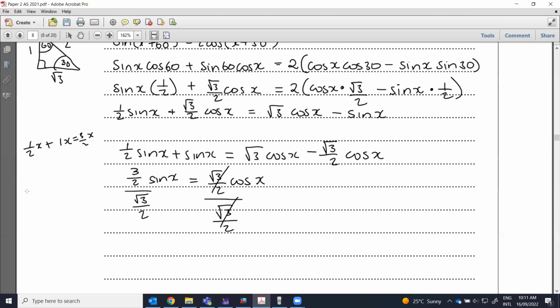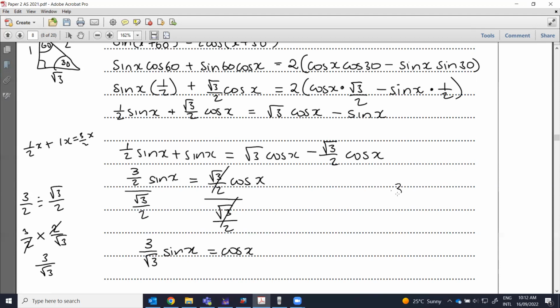Then this one here, we have 3 over 2 divided by square root of 3 over 2. We know what happens to our division. It changes to multiplication, and then the reciprocal of this one. These two will cancel. Then I have 3 over square root of 3. Okay, and to rationalize this, let me just write this. This is 3 over square root of 3 sine x. This is cos x.